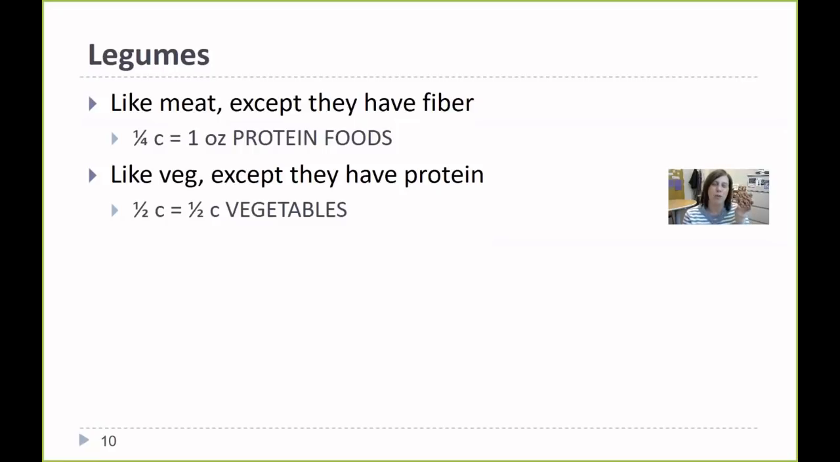So how do you decide which one to classify it into? Well, I kind of do it like this with my own diet. Let's say one day I'm not getting a lot of other types of protein foods, but I am getting legumes. Then I'm going to count it in my protein foods group. But maybe on another day, I'm getting other types of protein foods, but I see that I haven't had as many vegetables, and I have plenty of protein foods, then I'm going to count it as a vegetable.